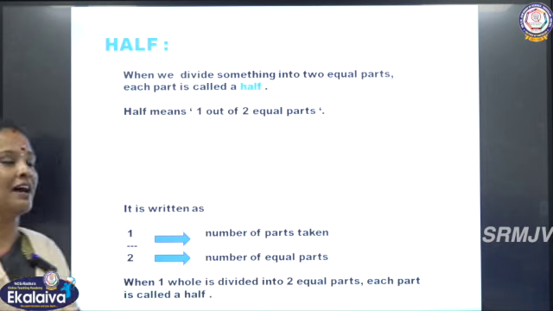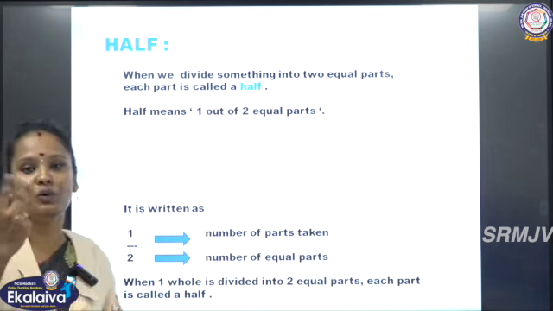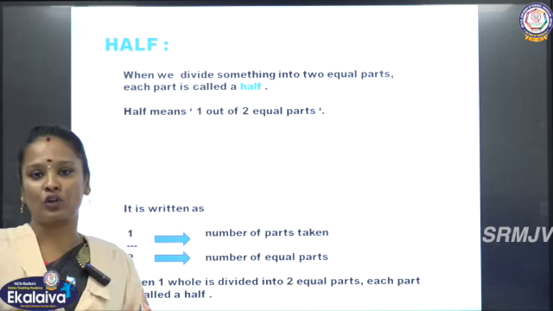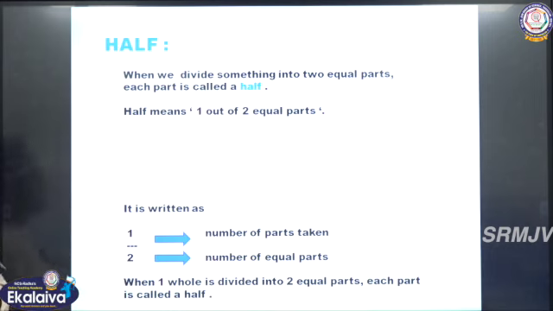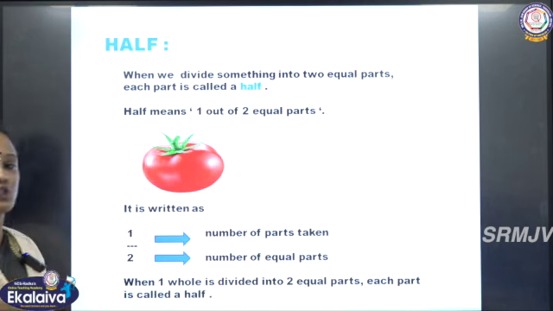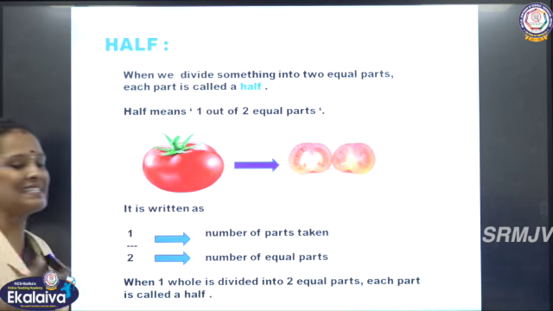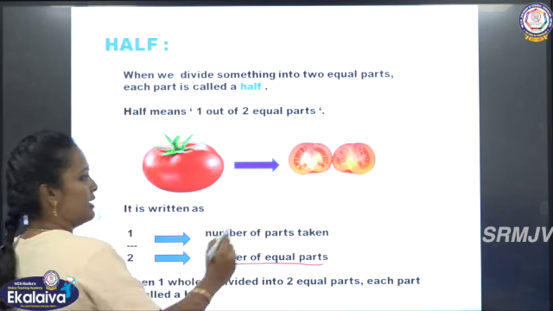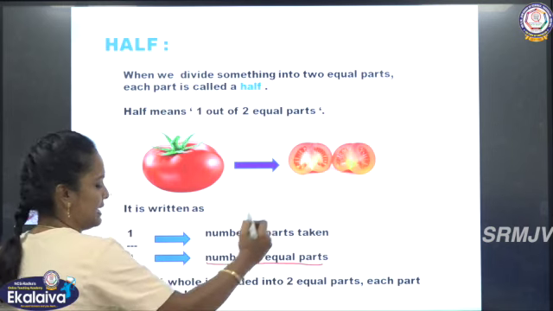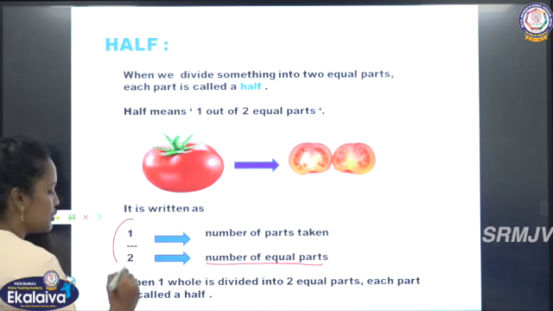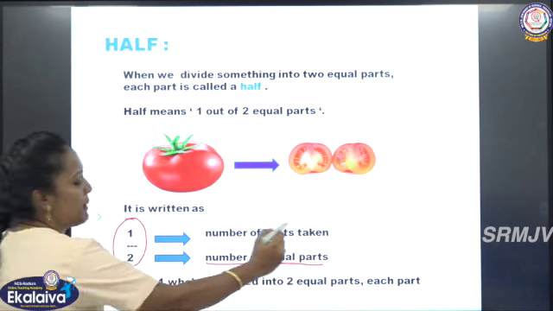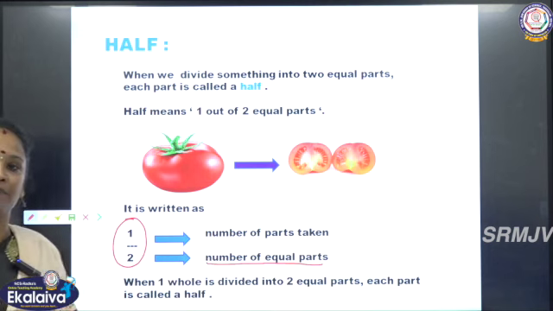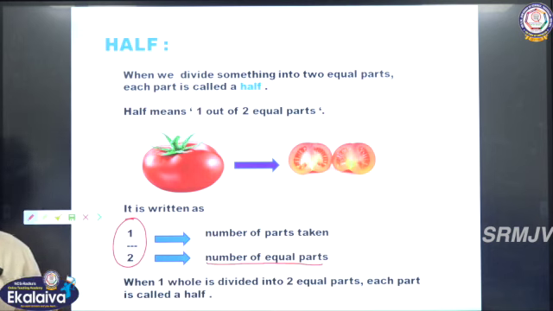Half. When we divide something into two equal parts, each part is called a half. Half means 1 out of 2 equal parts. When we divide a tomato into 2 equal parts, each part is written as half. So 1 by 2 is the number of parts taken over the number of equal parts. When one whole is divided into 2 equal parts, each part is a half.